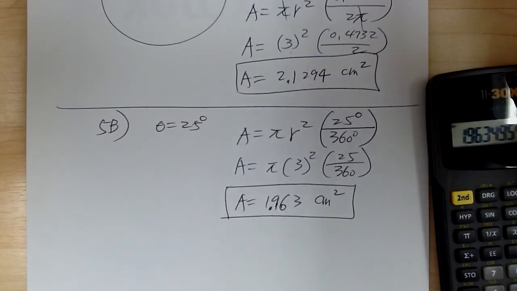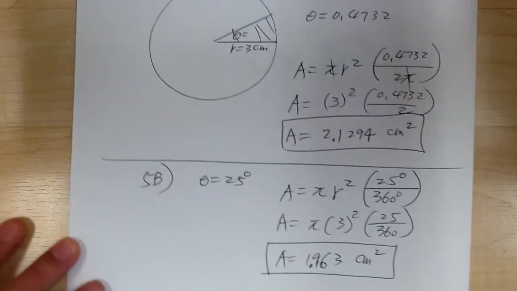It doesn't matter if you're looking for the arc length or the area of the sector, you just get the whole circle and multiply by the portion that you want, and that's it. Super simple.